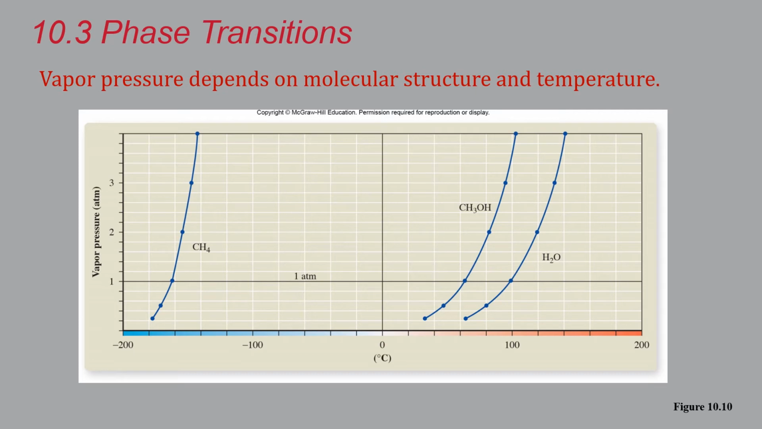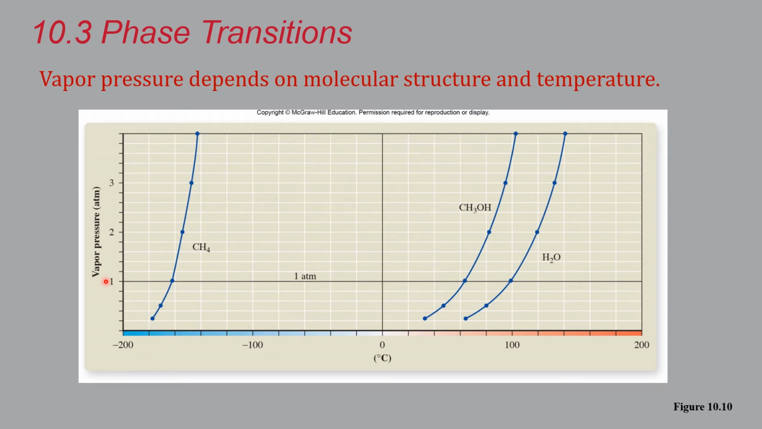What I've got here in this graphic is showing you the vapor pressure exerted by three compounds, methane, CH4, methanol, CH3OH, and water, at a variety of different temperatures. This is in degrees Celsius. And for clarification, 1 atmosphere of pressure is noted right here.